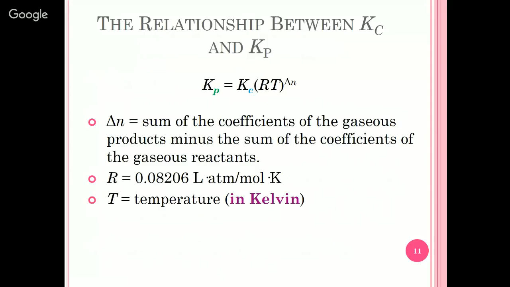The numeric relationship between Kc and Kp is given by this equation. We're not actually going to focus on this equation, but it is worth mentioning. Whatever your equilibrium constant is in terms of concentration, you would multiply that by RT, keeping in mind that temperature has to be in Kelvin, and you're using your gas constant here, 0.08206 liter atm over mol K. That is going to be raised to the power of the difference in moles of your products versus your reactants: total number of moles on the product side minus total number of moles on the reactant side. And that gives you your numeric relationship between Kc and Kp.